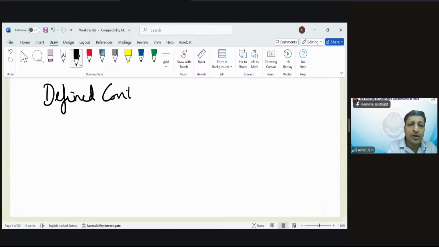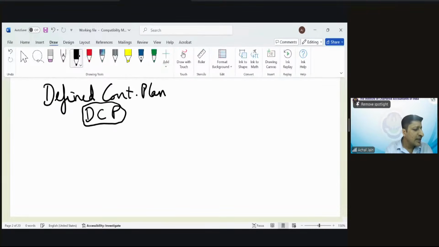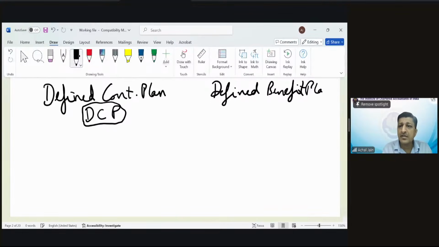Defined contribution plan, DCP. The other one is called defined benefit plans, which is DBP.